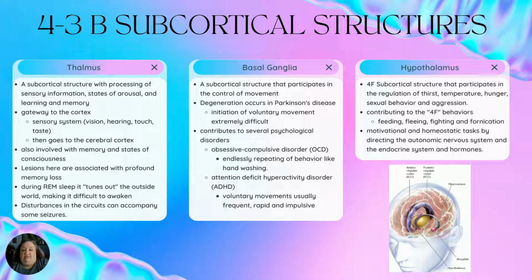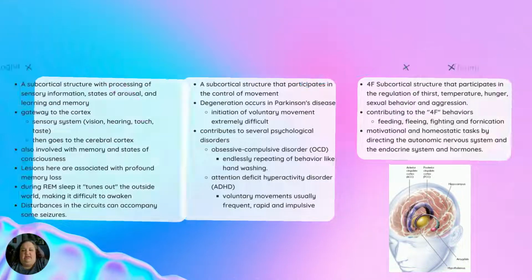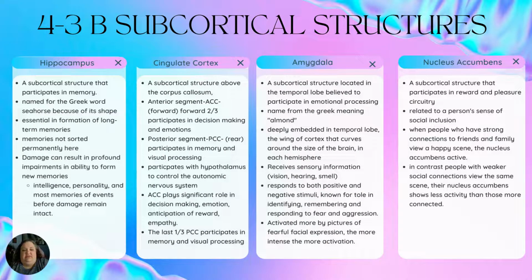Then we have the hypothalamus. That's what's called the 4F structure. It participates in the regulation of thirst, temperature, hunger, sexual behavior, and aggression. And the 4 F's are feeding, fleeing, fighting, and fornication. So basically, it's your fight or flight. That's kind of what you want to think about. The motivation and homeostatic tasks by directing the autonomic nervous system and the endocrine system with hormones. So it kind of directs everybody, just so that you're aware. Again, there's a picture here. It's really small. There's a bigger one in your textbook, just kind of showing you where everything's at.